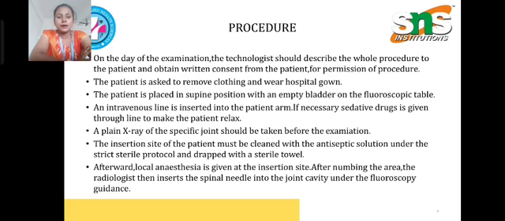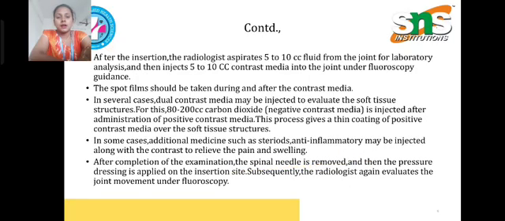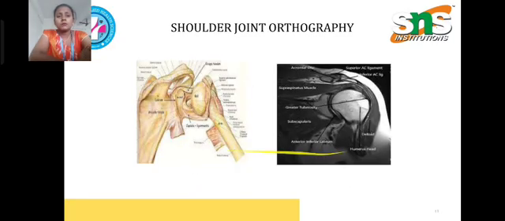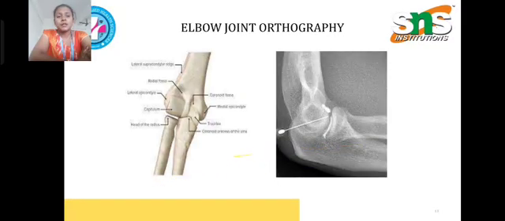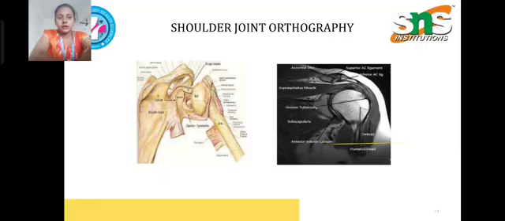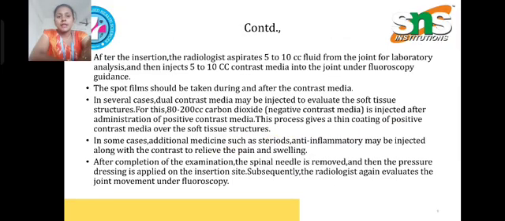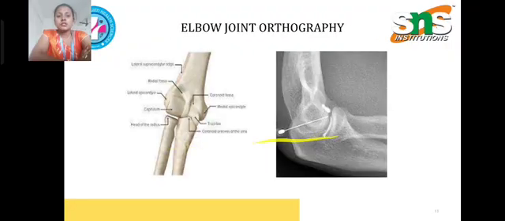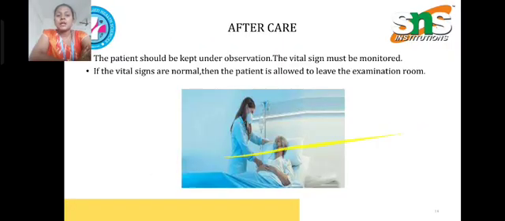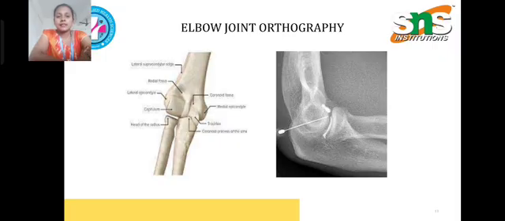After numbing the area, the radiologist inserts an 18 gauge spinal needle into the particular joint cavity with the guidance of fluoroscopy. After insertion of the spinal needle, the radiographer slowly injects the contrast media through the spinal needle. After injecting the contrast media, they take the images.